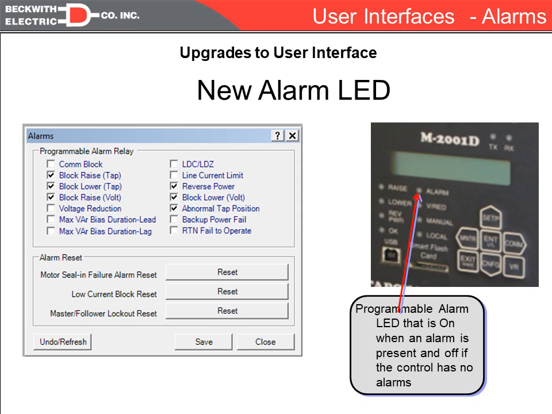So for instance, if we were on 16 raise and being blocked on tap position for a raise, the alarm light would be on and it would scroll block raise tap position. And once we got off of 16 raise, let's say we did a lower and came down to 15 raise, then that alarm light would automatically go off and the problem would have been fixed.